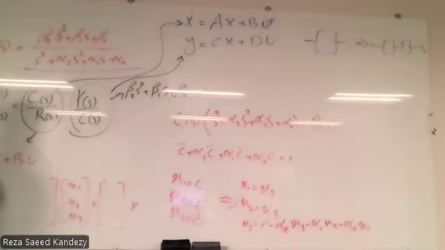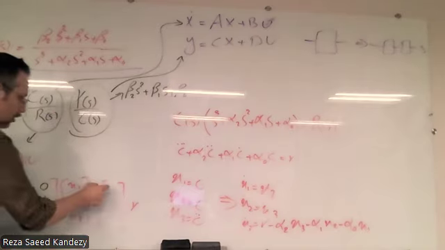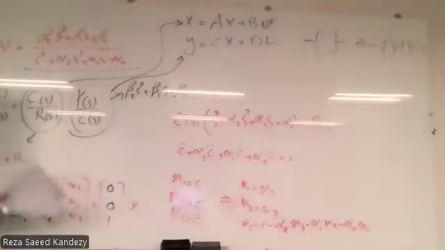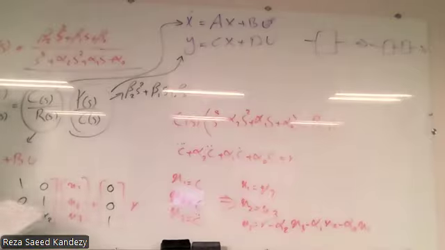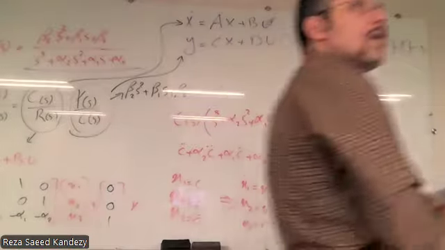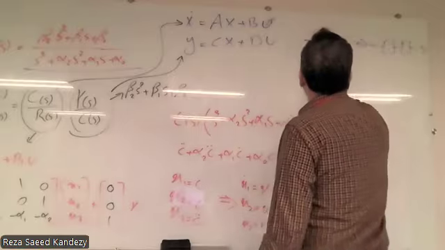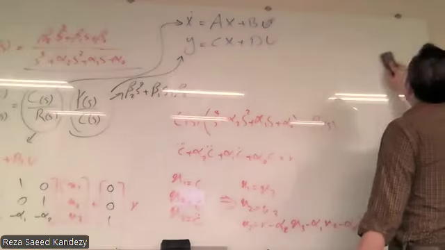x1 dot is x2, so 0 1 0. This is going to be 0 0 1, and x3 dot is going to be minus alpha 0, minus alpha 1, minus alpha 2, and here we don't have an r. We don't have an r. This one is 1. So we have our first equation. Now, what about the second equation?